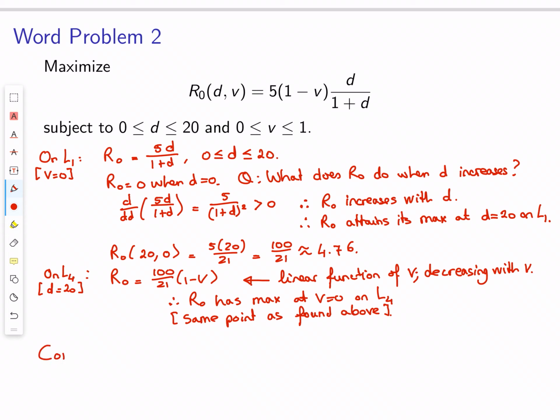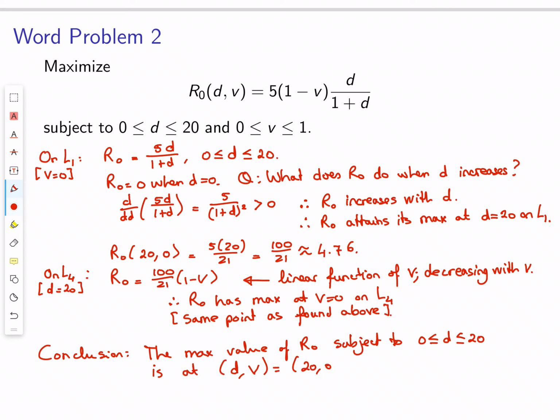And so the grand conclusion is that the maximum value of R naught, subject to the constraint that D is between 0 and 20, which is the one we were given, is at the point (D, V) equal to (20, 0). The maximum value is R naught evaluated at (20, 0), which is 100 over 21, approximately 4.76. That's our maximum value, and that's exactly what the answer was.